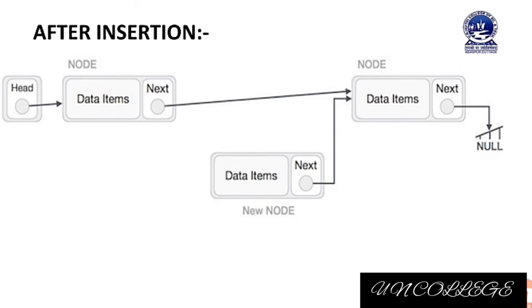Here the first node's next part will contain the address of the new node, and the new node's next part will contain the address of the last node. It means that B will be inserted in between A and C.